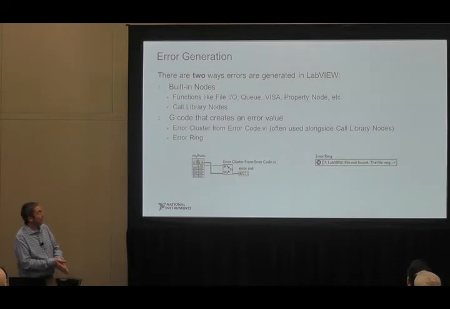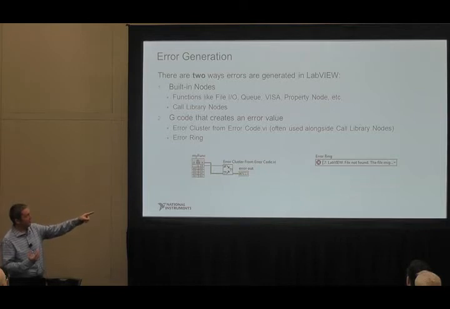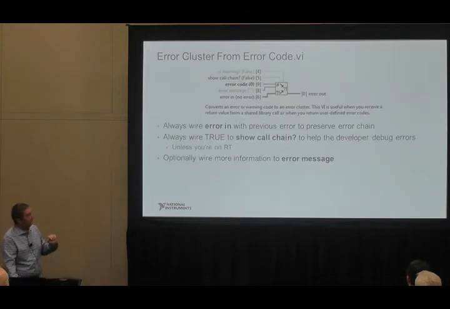The second way to generate an error is to actually have G code that you have written that generates an error value. The two most common ways that is done are with the error cluster from error code VI and the error ring. So you, as the author of this VI, have decided that something has happened where you need to generate an error cluster value on that block diagram.